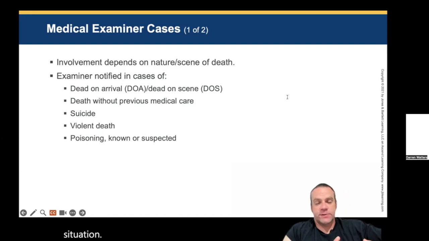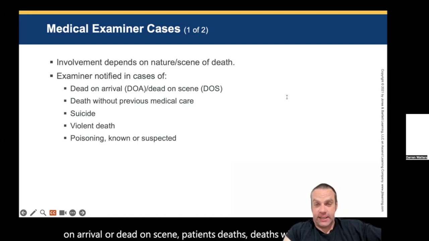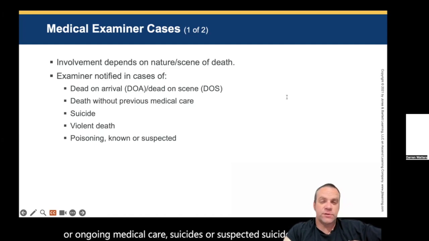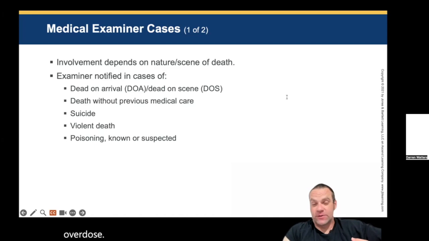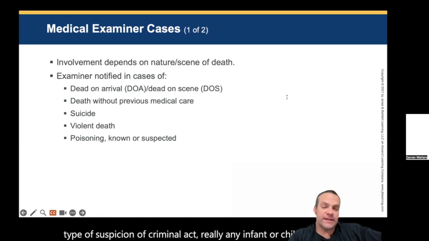A DOA, right? Someone who's dead on arrival or dead on scene patients. Deaths without recent or ongoing medical care. Suicides or suspected suicides. Violent deaths such as stabbings, shootings, suspected poisonings or drug overdose. Accidental deaths like drownings, falls, fires, deaths involving any suspicion of a criminal act, and any infant or child death. Those are always going to be considered high priority for investigations.